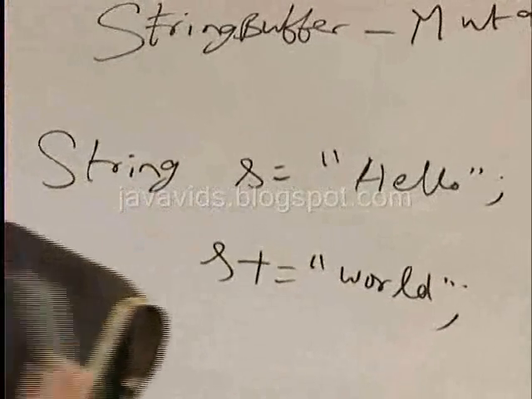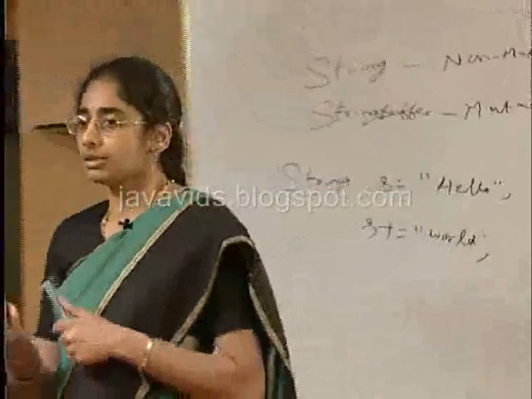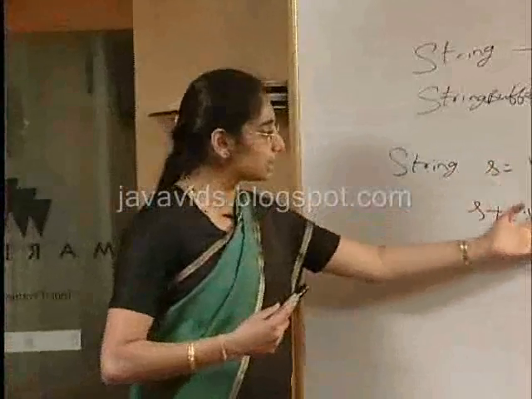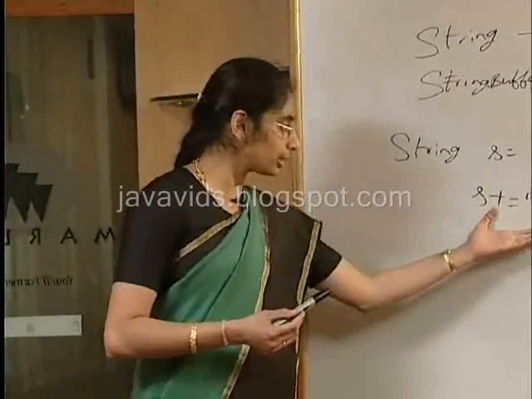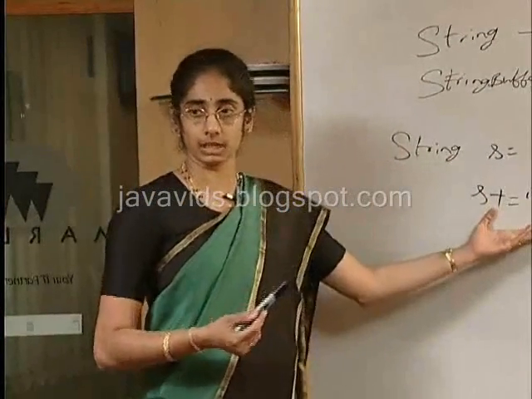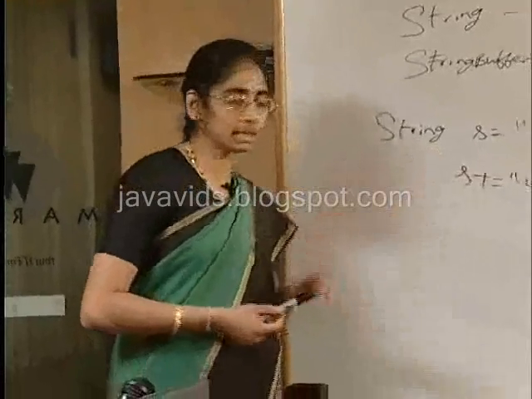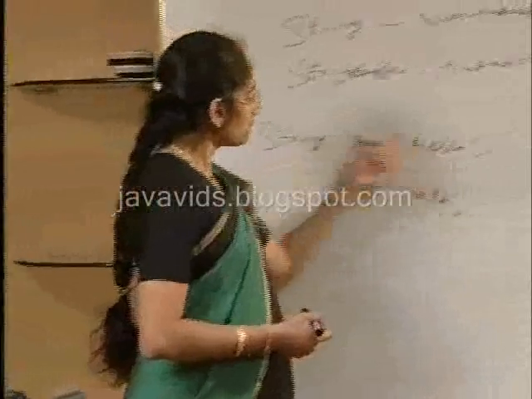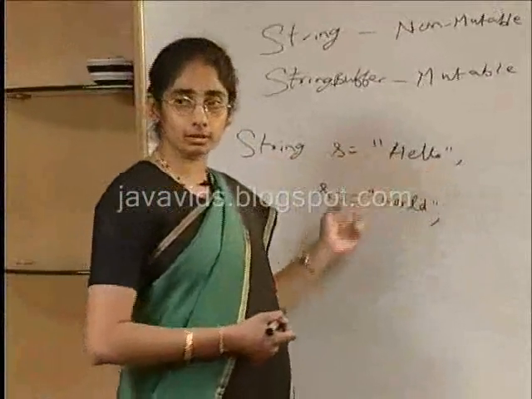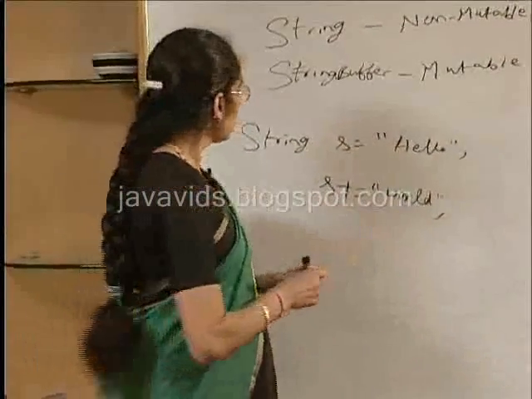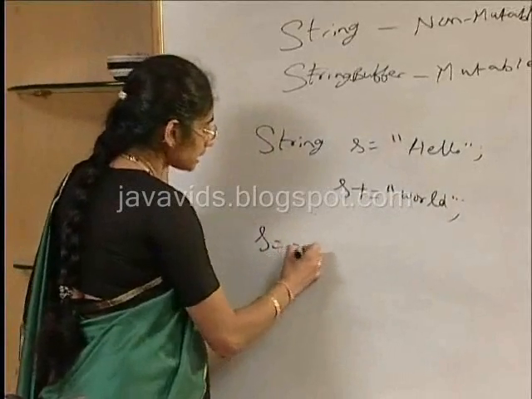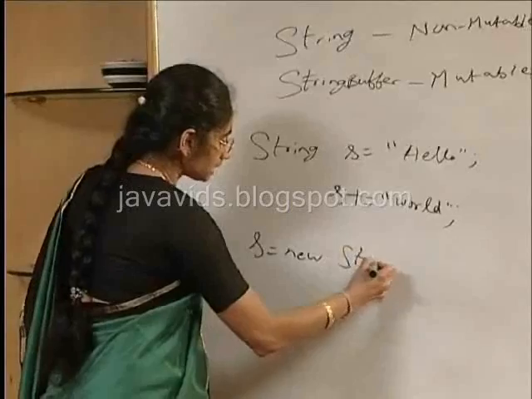But we said string is a non-mutable class. Once assigned a value, you cannot change the value. But here I am showing you how to change the value of string s. So what exactly is happening? When you try to change a value of a string object, internally the JVM creates a string buffer object.